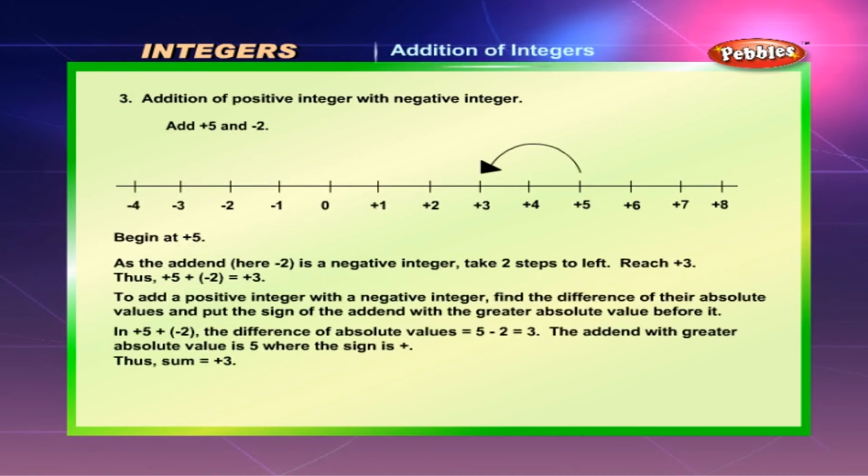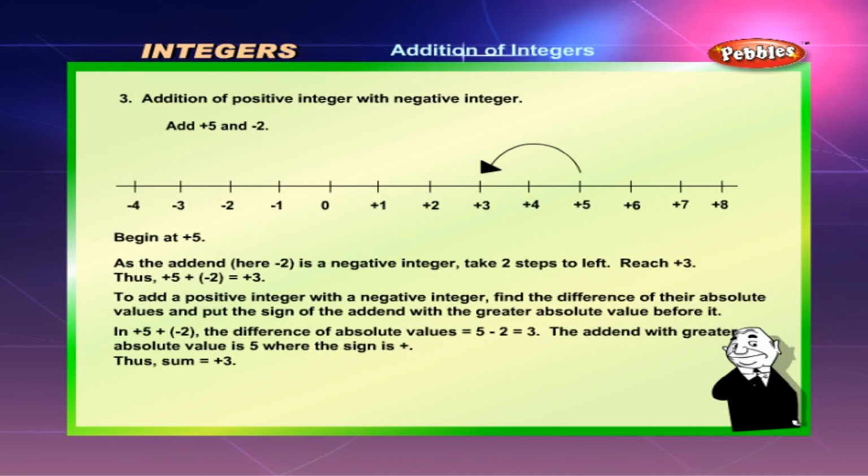Addition of a positive integer with a negative integer. Add plus 5 and minus 2. Begin at plus 5. As the addend is a negative integer, take 2 steps to the left. Reach plus 3. Thus plus 5 plus minus 2 is equal to plus 3. To add a positive integer with a negative integer, find the difference of their absolute values and put the sign of the addend with the greater absolute value before it.